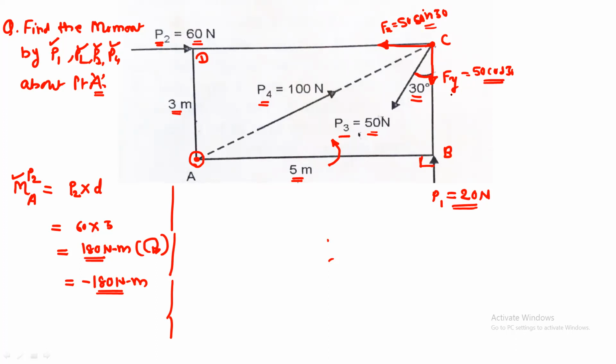And now take the moment by Fy and Fx. Do not consider this total 50 Newton because we have resolved 50 Newton into X and Y component. Okay. So we can write the moment value as moment by the net force P3 about the point A. It is equal to, now consider the first, 50 cos 30. So force is 50 cos 30 into the perpendicular distance of Fy with respect to point A. Okay. So for that, just extend the line of action. So this is the line of action.